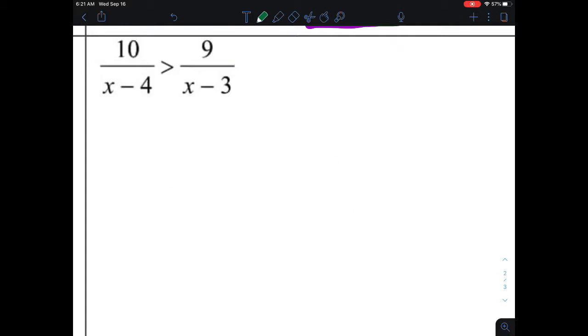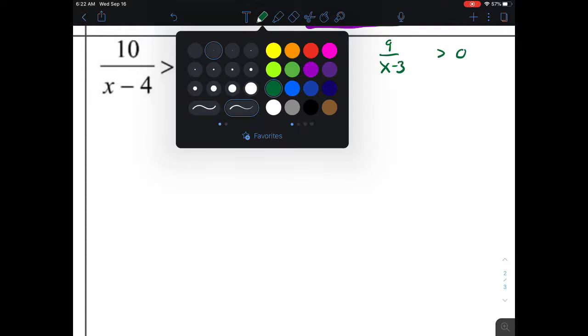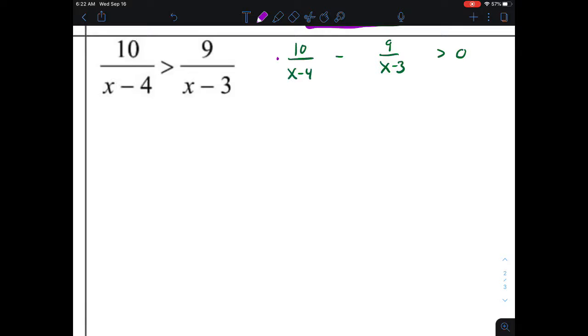All right, another problem here. Now, in order to solve the inequality, I have to have one side equal to 0. So I have to do some work here on the front end. I need to get everything on the same side. And then I need to combine the two fractions by getting the common denominator.